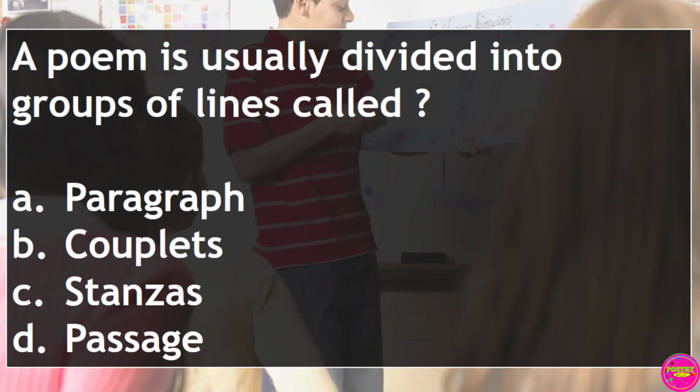A poem is usually divided into groups of lines called A, paragraph, B, couplets, C, stanzas, D, passage. The correct answer to this question is C, stanzas.